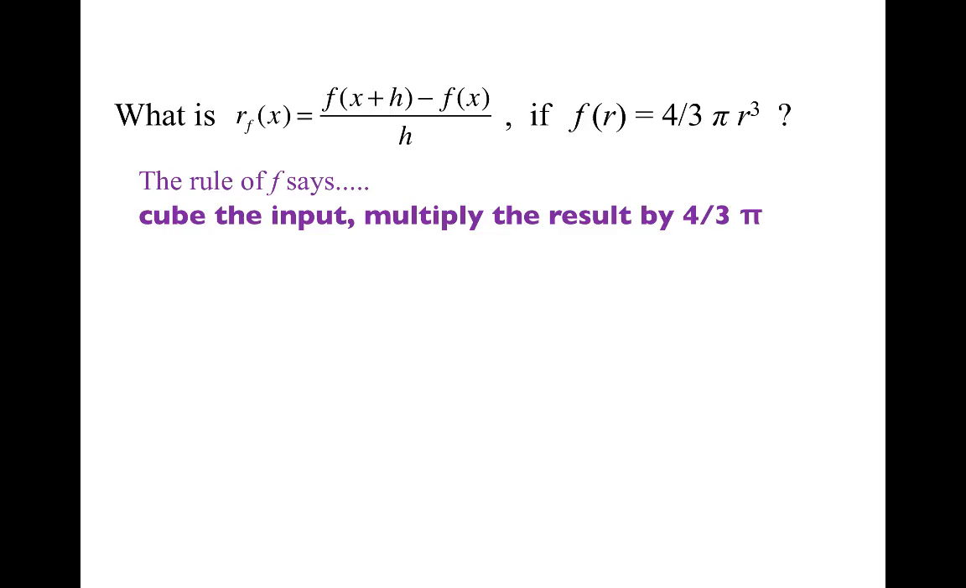So the input is x plus h. So first we're going to do what? So the input's x plus h. First we're going to cube it, right? So following the rule, it says cube the input and then multiply by 4/3 pi. So that's what f of x plus h is, right? And then what would f of x be?